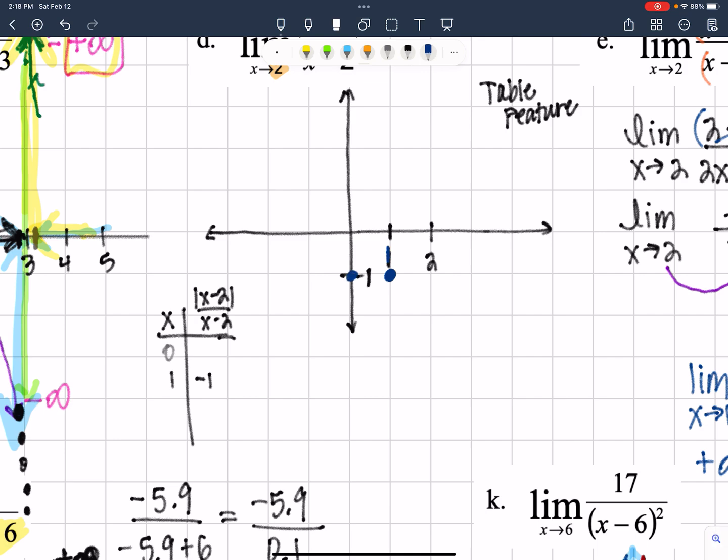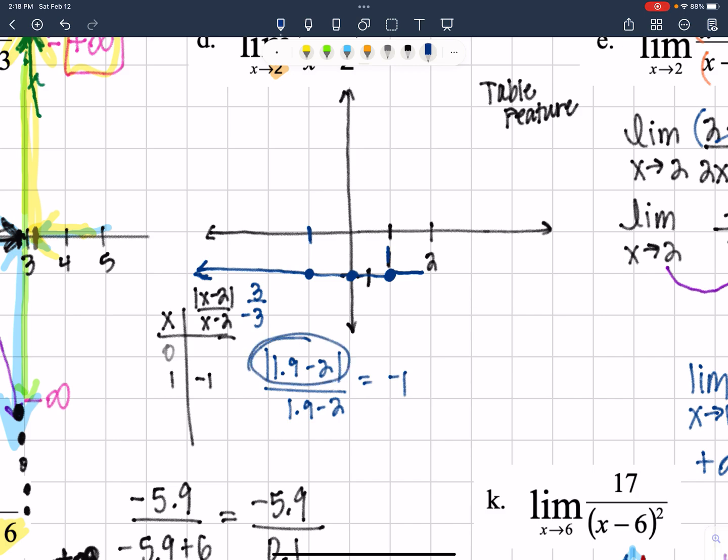When you put a negative 1 in, you're going to get a 3 in the numerator, and you're going to get a negative 3 in the denominator, and that's a negative 1. So when you put a negative 1 in, you're going to get a negative 1 out. Now, if I put in 1.9, the absolute value of 1.9 minus 2 over 1.9 minus 2, that's going to equal negative 1 as well.